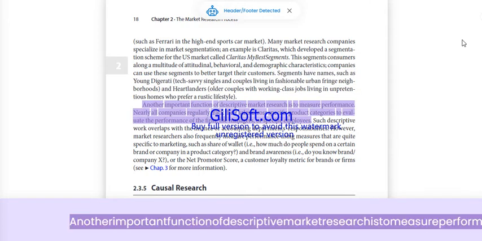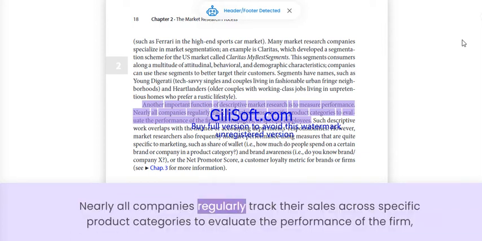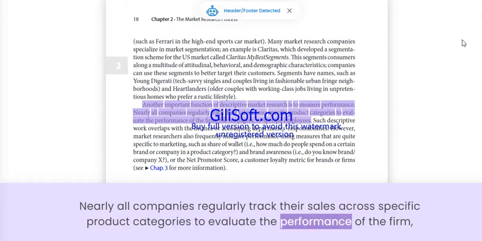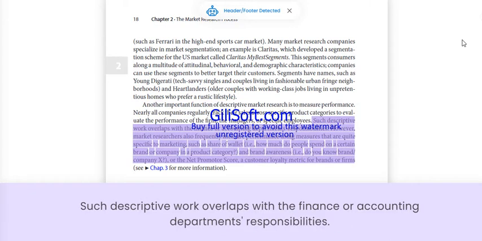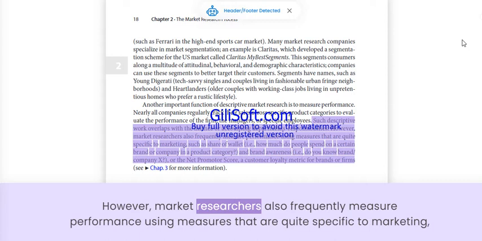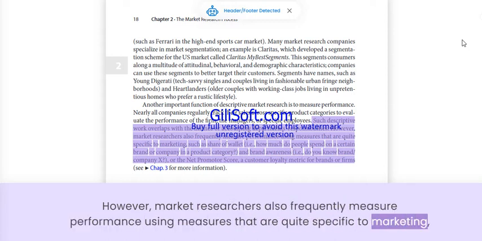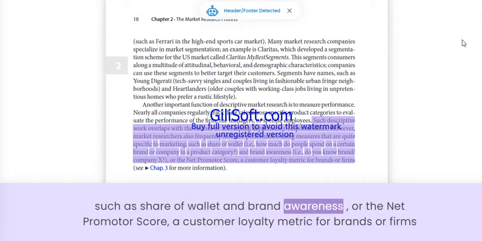Another important function of descriptive market research is to measure performance. Nearly all companies regularly track their sales across specific product categories to evaluate the performance of the firm, the managers, or specific employees. Such descriptive work overlaps with the finance or accounting department's responsibilities. However, market researchers also frequently measure performance using measures that are quite specific to marketing, such as share of wallet and brand awareness, or the Net Promoter Score, a customer loyalty metric for brands or firms.